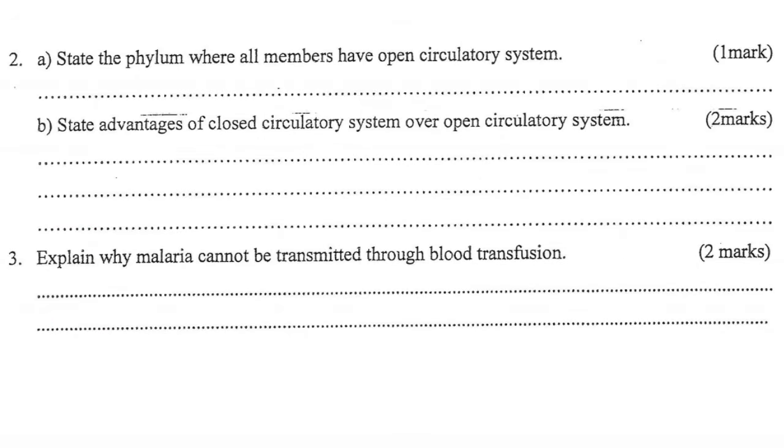Question number 2. State the phylum where all members have open circulatory system. Okay, this is Arthropoda. Now, another reminder, we are starting with capital A. And also, sometimes students mistake Arthropoda for Anthropoda. There's no N here, so it's Arthropoda. Part B. State advantages of the closed circulatory system over the open circulatory system.